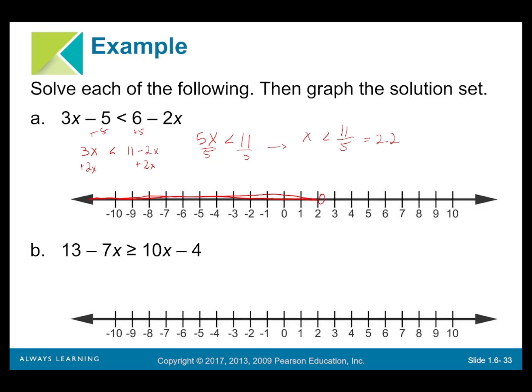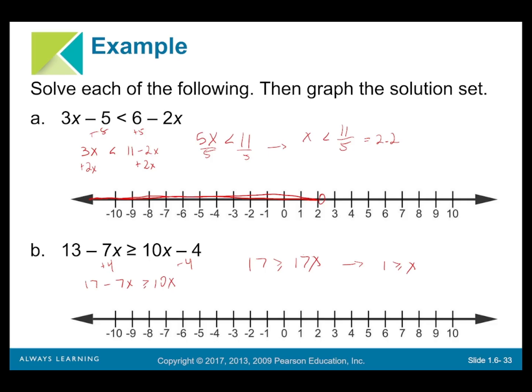Now in the next one, I'm going to add 4 to both sides. And I get 17 minus 7x is greater than or equal to 10x. I'm going to add 7x to both sides. I get 17 greater than or equal to 17x. So I divide by 17 on both sides, and I get 1 greater than or equal to x.